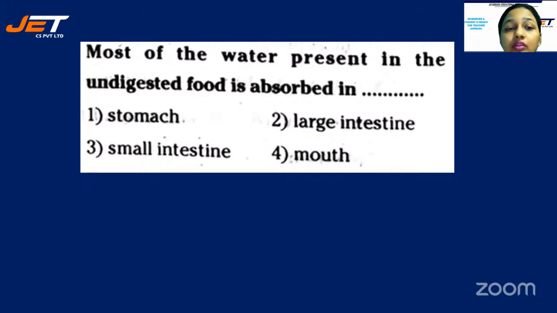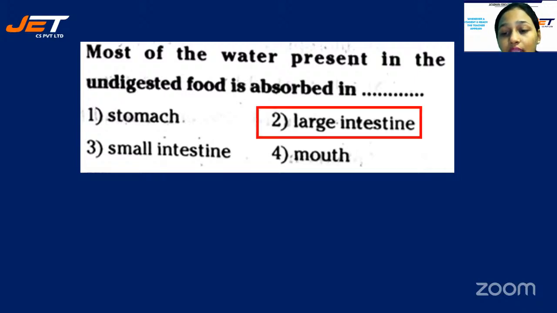Next question. Most of the water present in digested food is absorbed in stomach, large intestine, small intestine, or mouth. Just now I told you this answer, that food is absorbed in small intestine and water is absorbed in large intestine. Okay. So the correct answer is large intestine.